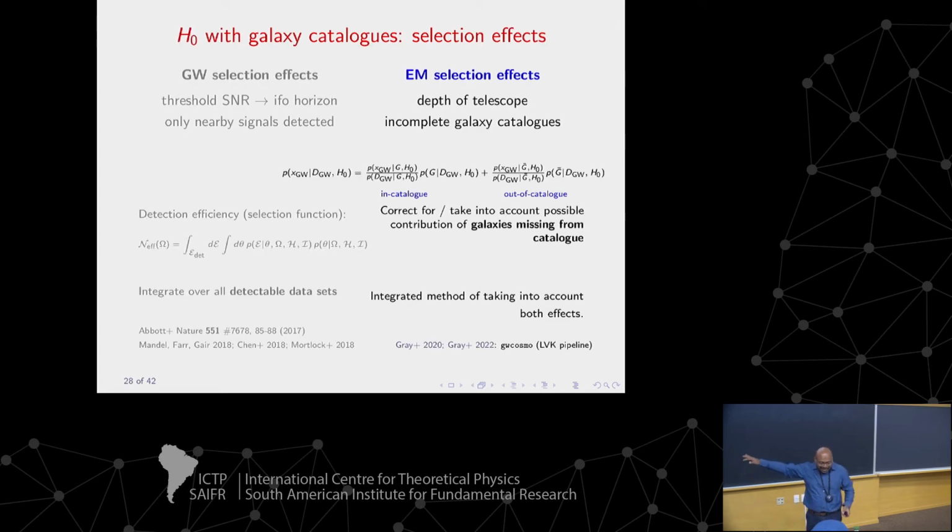On the electromagnetic side, there are also selection effects which come from the limited depth of the telescope, leading to incomplete galaxy catalogs. And in order to take care of this, in addition to the in-catalog term, one has to add a contribution expected from the out-of-catalog term. Essentially, by taking care of the gravitational and the electromagnetic systematic effects, one can expect to obtain an unbiased value of H0.